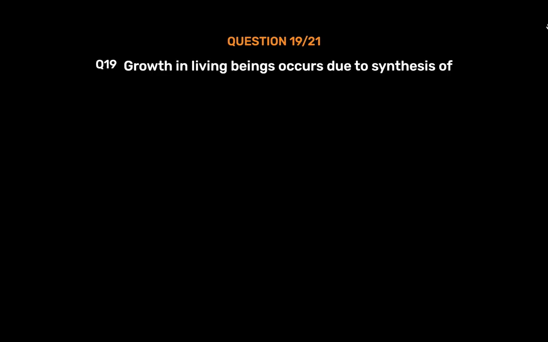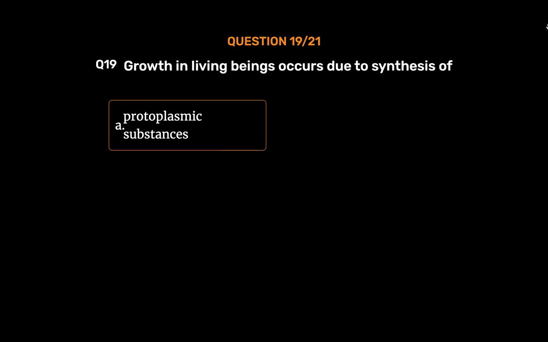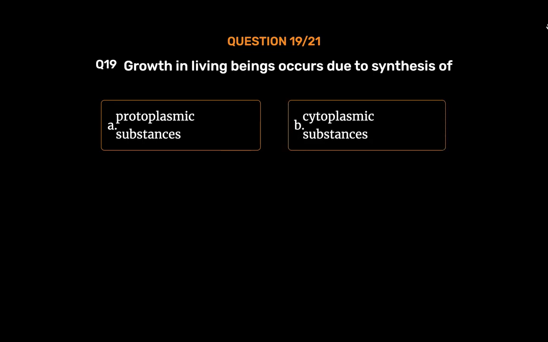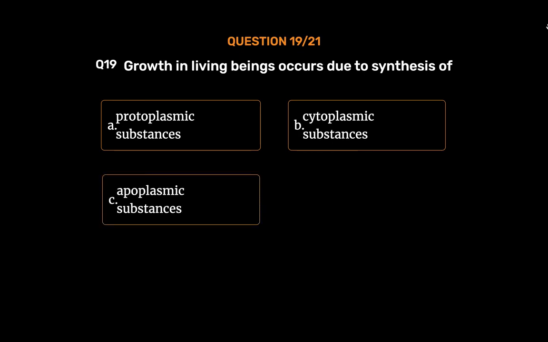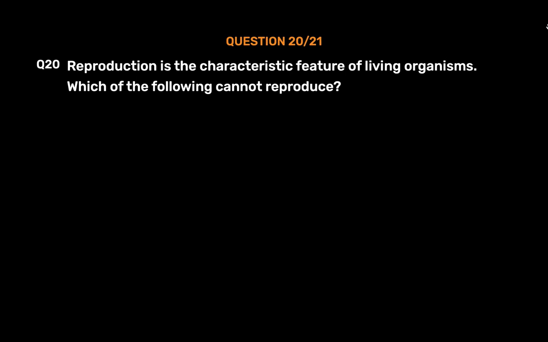Question number 19. Growth in living beings occurs due to synthesis of Option A. Protoplasmic substances. Option B. Cytoplasmic substances. Option C. Apoplasmic substances. Option D. Both A and C. The correct answer is option D. Both A and C.